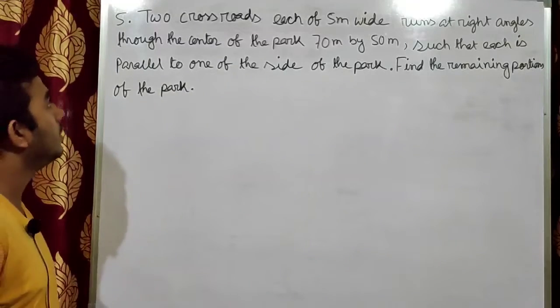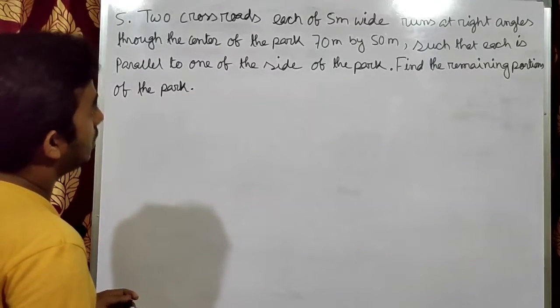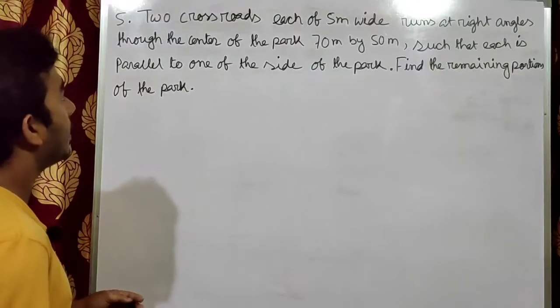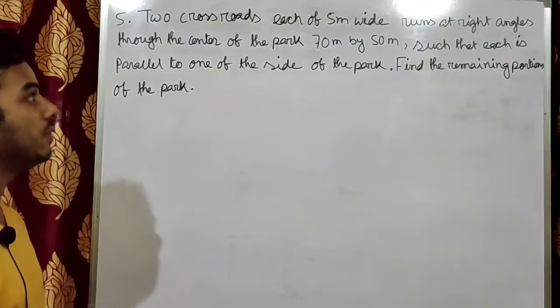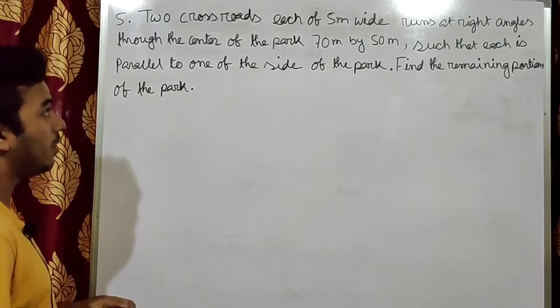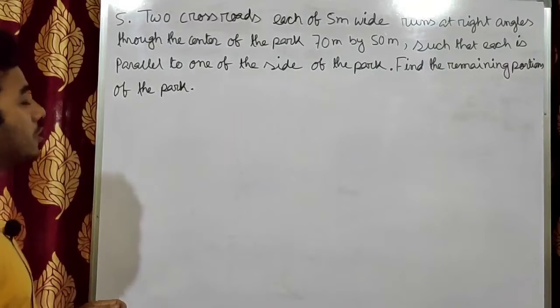So here our question is: two crossroads, each 5 meter wide, run at right angles through the center of the park, 70 meter by 50 meter, such that each is parallel to one of the sides of the park. Find the remaining portions of the park.